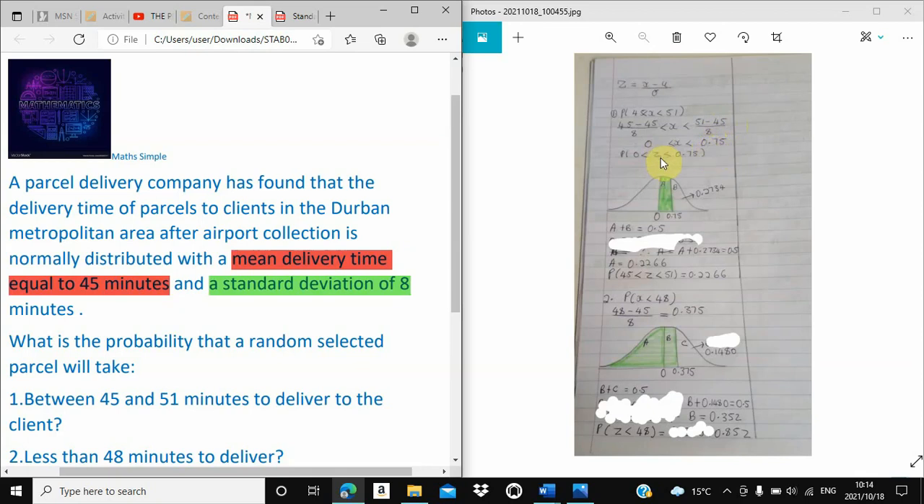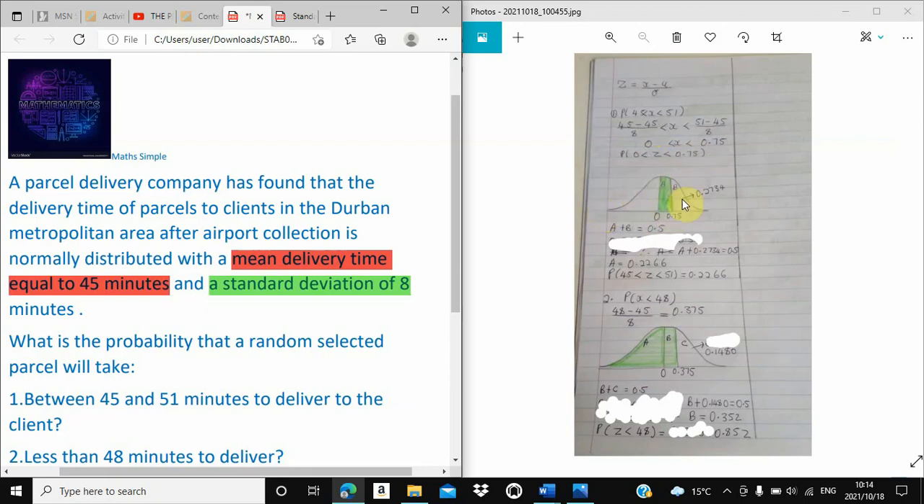Now here I wrote it as z. Then I said the probability between 0 and 0.75. This 0 is the answer that we got when we used this formula. This is not the final answer. We are going to approach the final step where we are going to look for the final answer. Then we want the answer between 0 and 0.75. This is our 0, we wrote it here. This is our 0.75, we wrote it here.